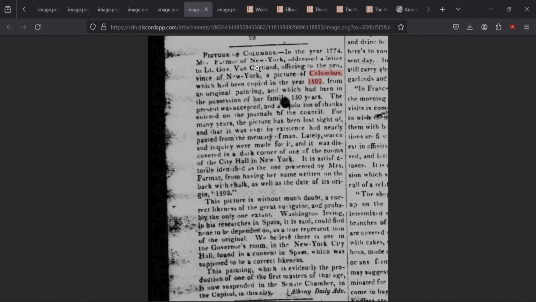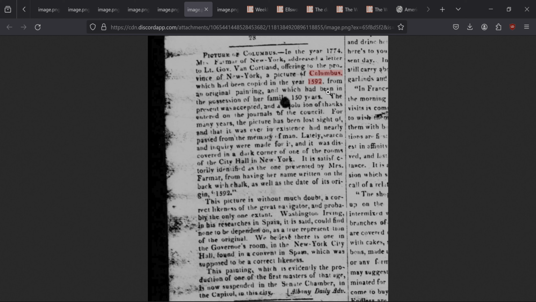Now this article says a picture of Columbus in the year 1774. Somebody from New York wrote to somebody else offering a picture of Columbus, which had been copied in the year 1592. And it says it had been copied from an original painting and had been in her family for 150 years. The date is marked on the picture as 1592. So of course it's a picture of Columbus from 1592. Why wouldn't it be? Because that's the real date that he discovered America.